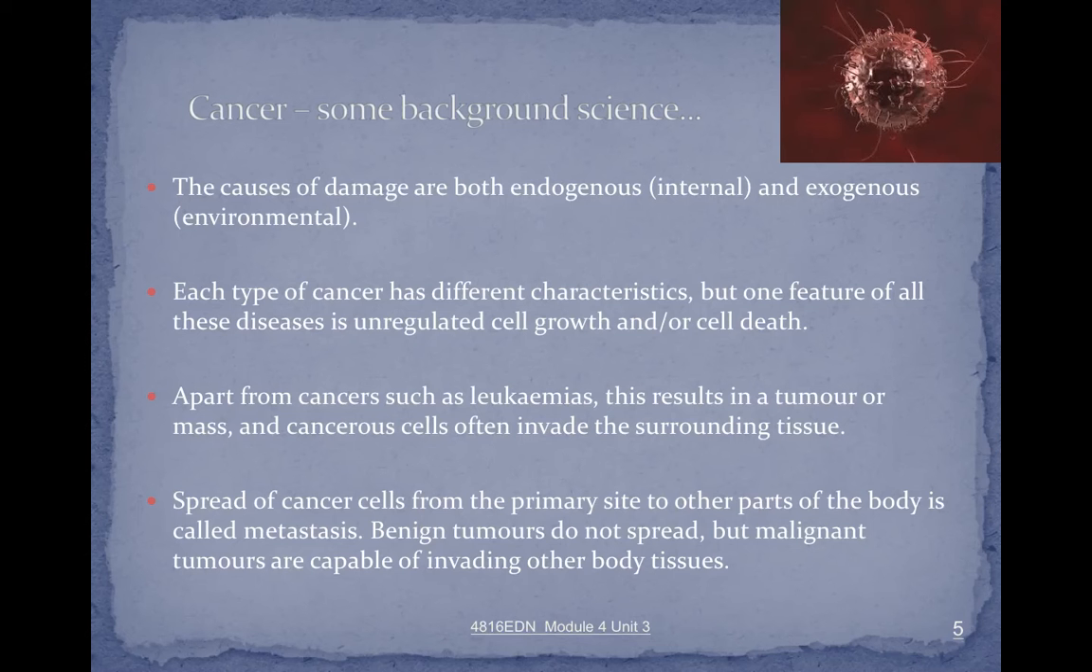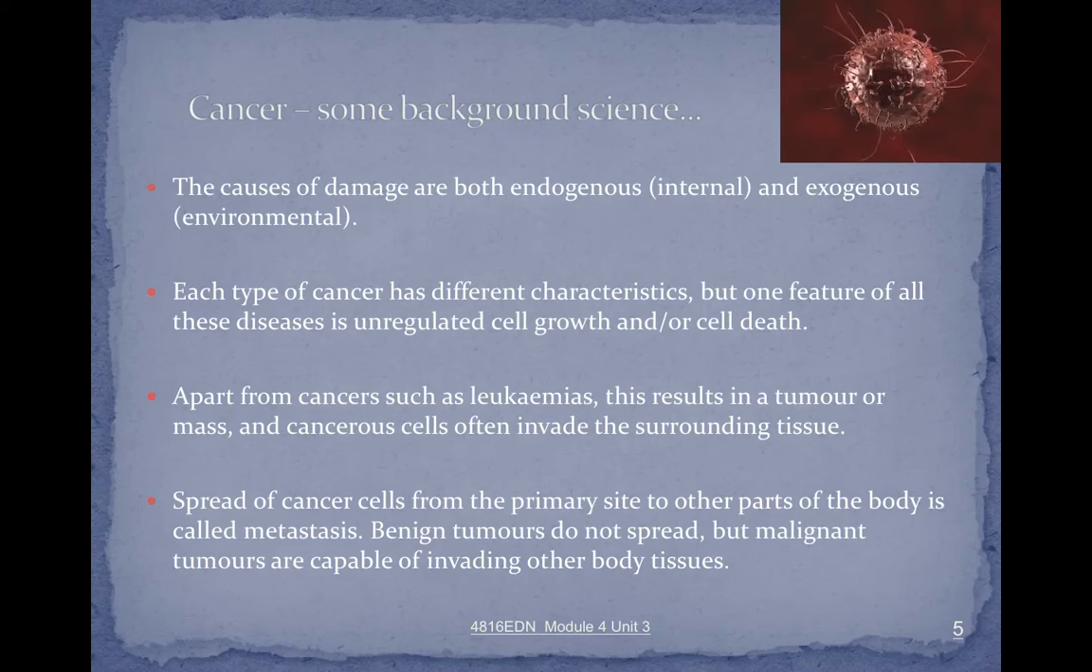Apart from cancers such as leukemias, this results in a tumor or a mass, and cancerous cells often invade the surrounding tissue. So what this means is that if you have ever been unfortunate enough, yourself or with a family member or friend, to experience cancer, a lot of the time you hear of people getting cancers cut out, like the small skin cancers, for example. Now, they can be malignant or benign, and we'll talk about that next.